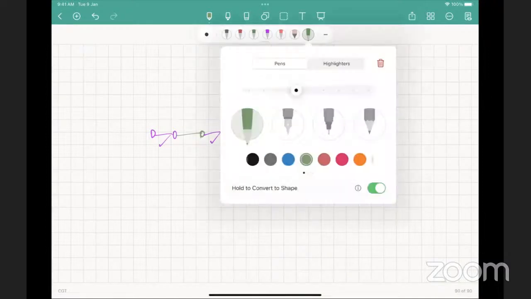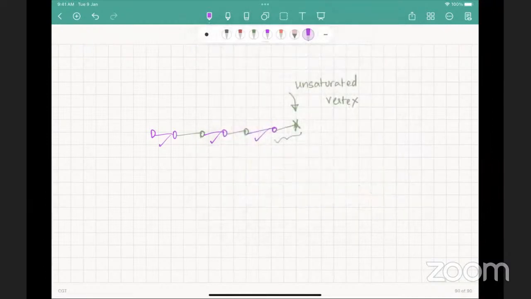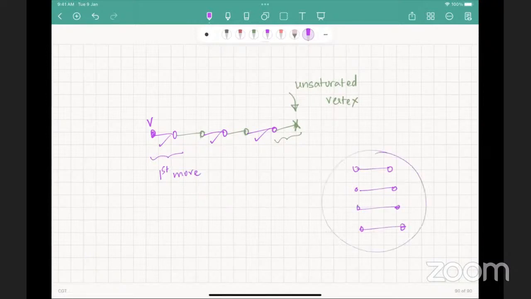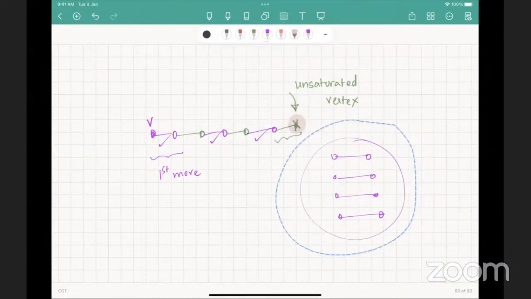And let's look at where all the other matching edges are from the purple matching, which we claimed was a maximum matching that saturated the vertex V, because this is where we started. This was our first move, getting out of V. And this is, let's say, the rest of the maximum matching. And this vertex right here does not belong here. It's an unsaturated vertex, so it does not belong here, right?